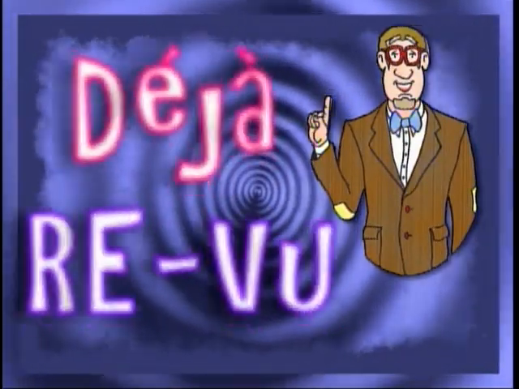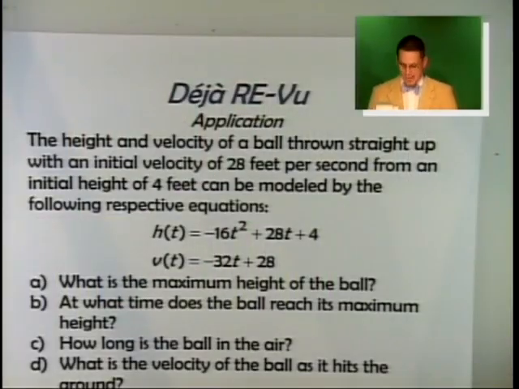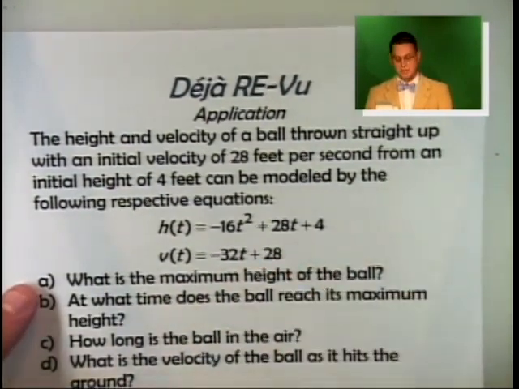Now it's time for that part of the show we call Deja Review. What we're going to do today is look at an application. How can we use parabolas? How can we use the fact that the vertex is either a minimum point on the bottom, or if it opens down, the vertex is a maximum point? Well, here's a nice little application.